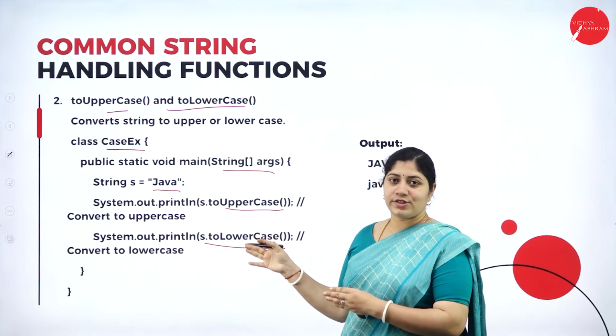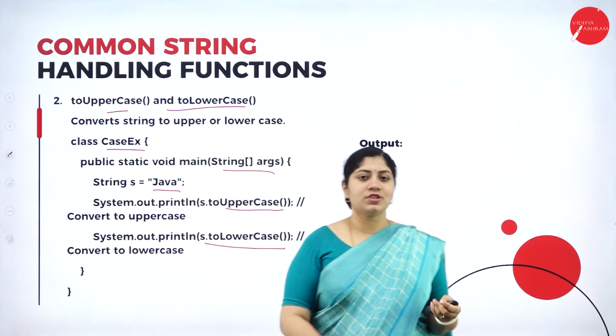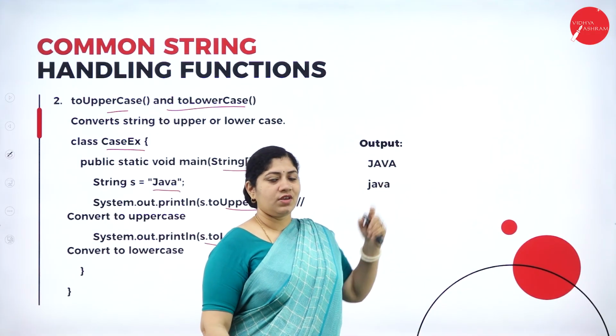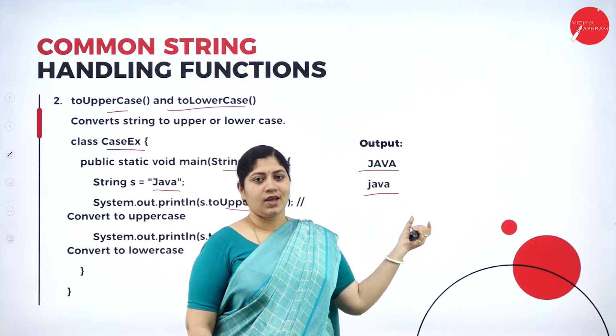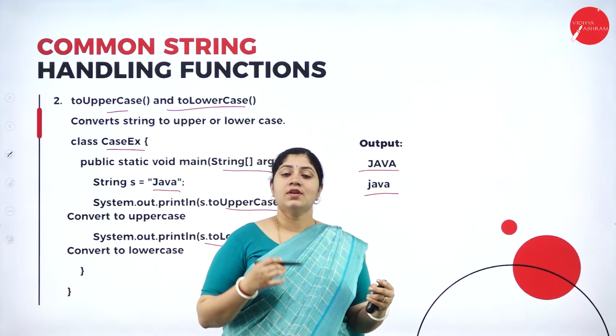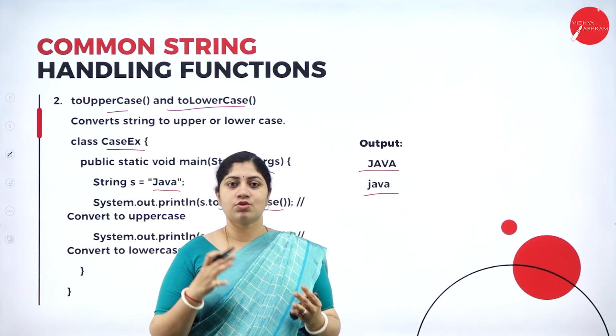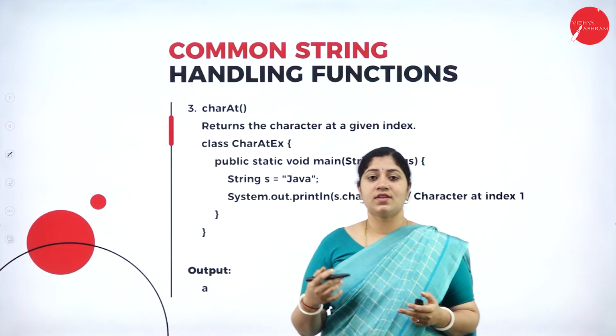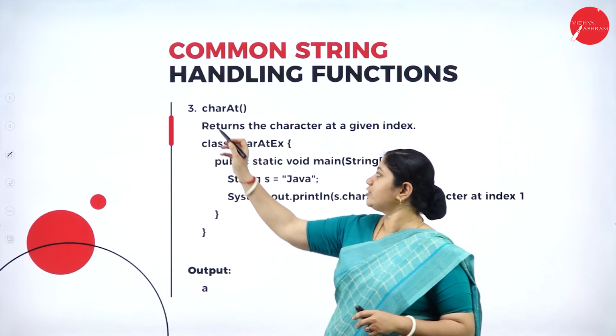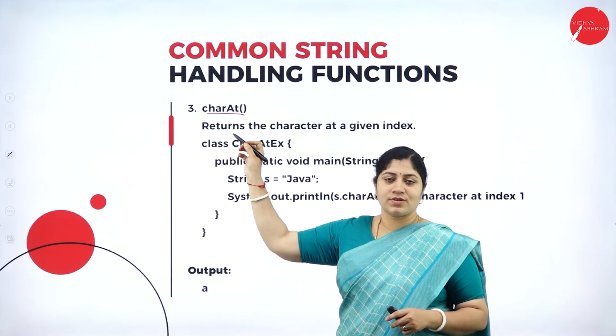Now, after the execution of this program, the output is none other than JAVA in uppercase, then the lowercase letters java. So this is the function for uppercase to lowercase. All right, now let's go ahead and understand the next type of function. The next type of function is charAt.